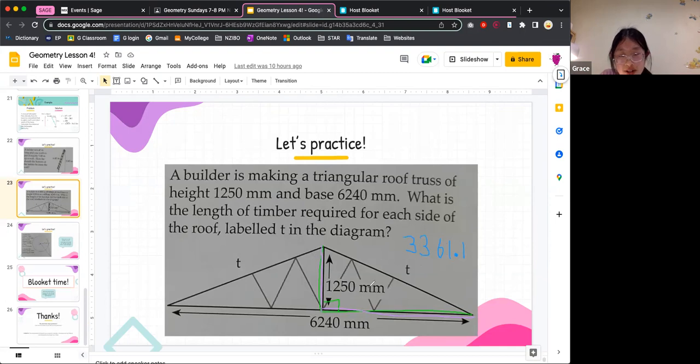I'm not quite sure what you've worked out there. Sorry. 3,361. Let me see. Alrighty, so we know that this side is 1,250 millimeters. And then we know that the total length of the bottom is 6,240 millimeters, right? But for this triangle, we're actually only looking at half of that side.